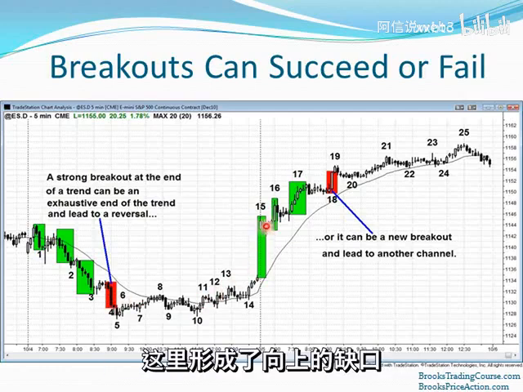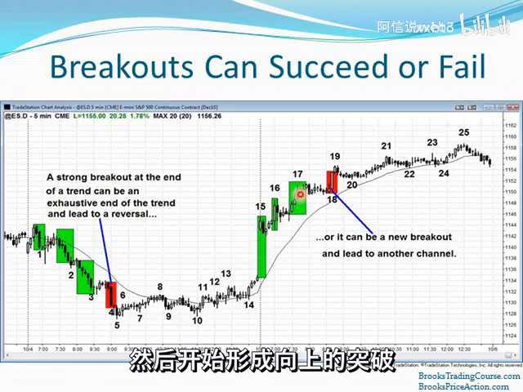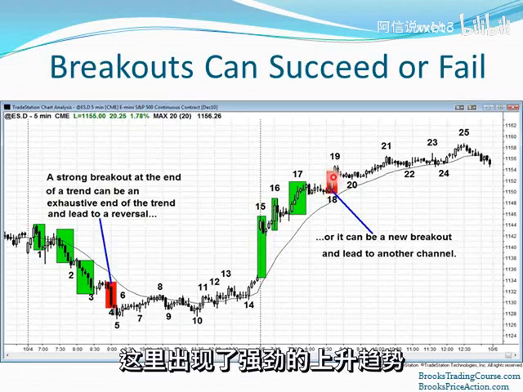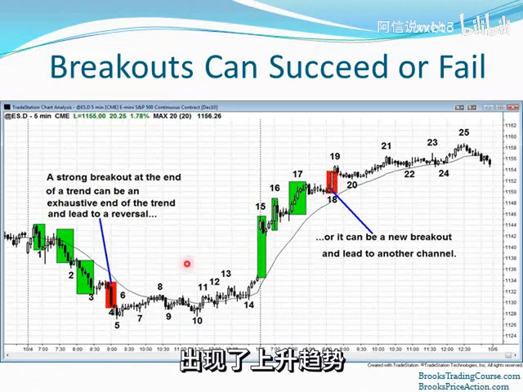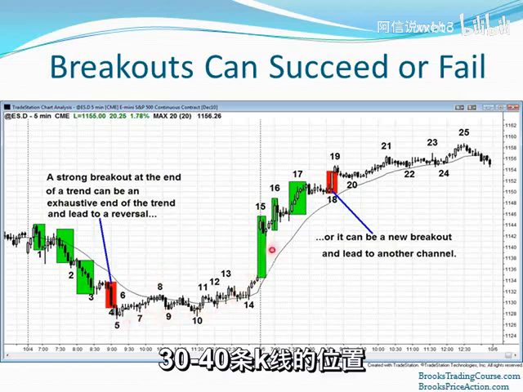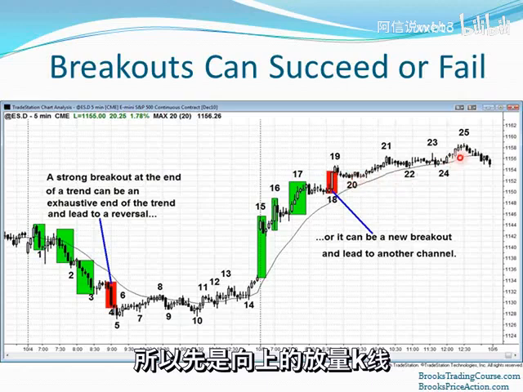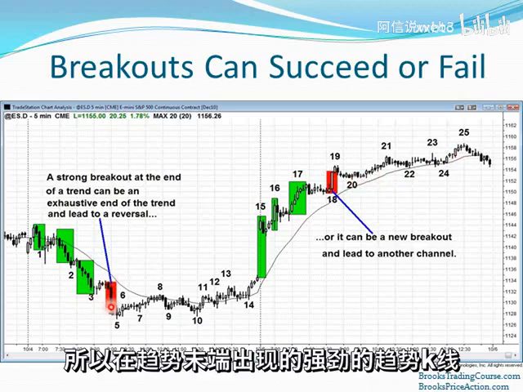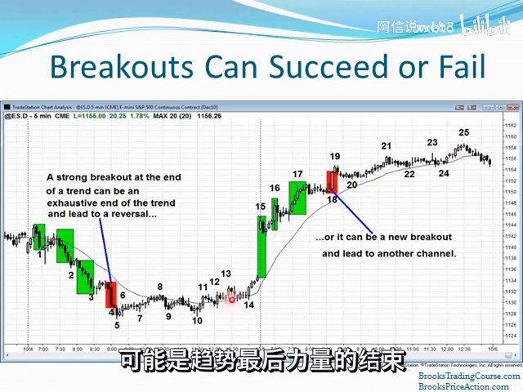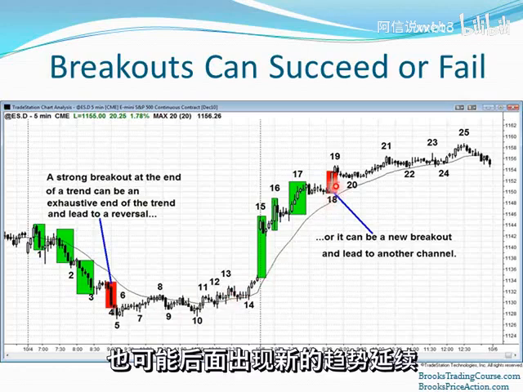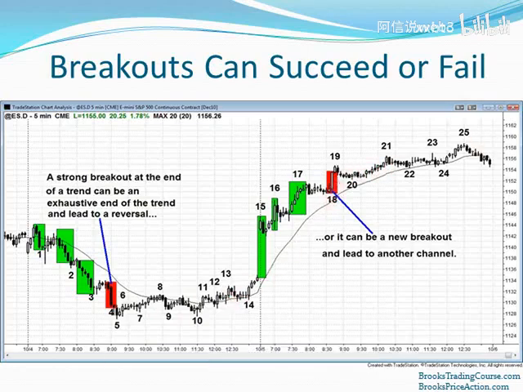We gapped up, and now we're starting to break out to the upside, and now we have a very strong bull trend bar occurring after the trend has gone on for 30 or 40, 50 bars, and in this case it led to another leg up in the form of a channel. So we had a spike up and a channel. So a big bar late in a trend can be an exhaustive end of the trend, or it can lead to a new leg up.